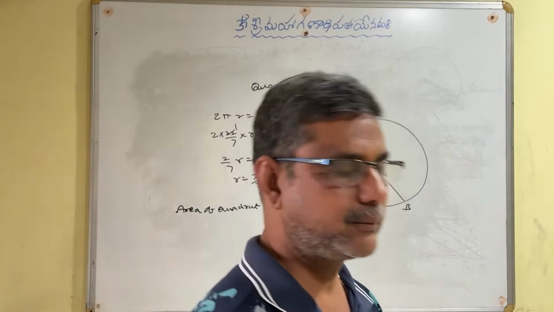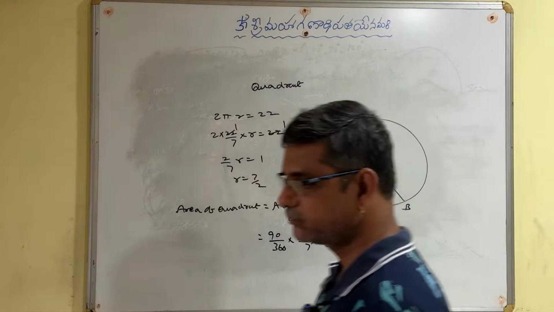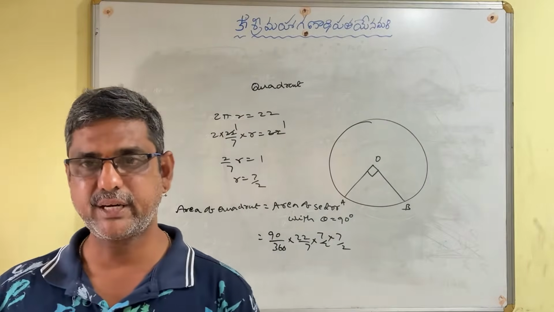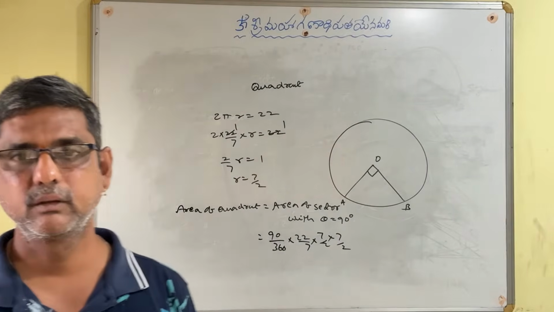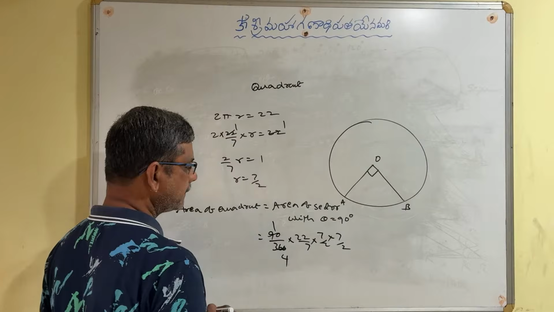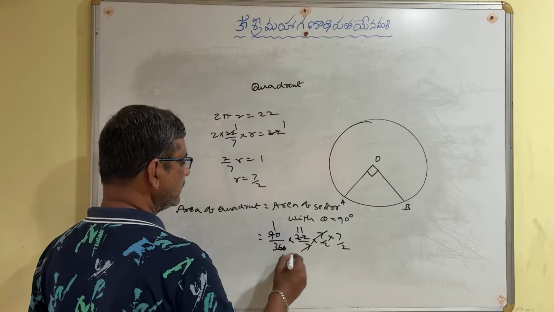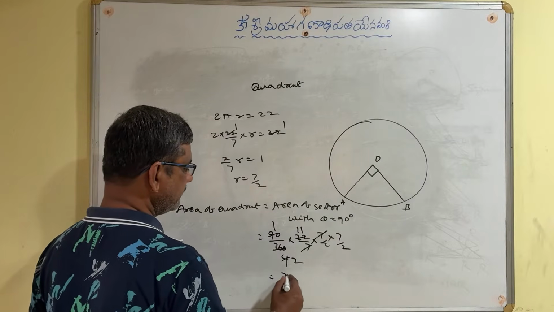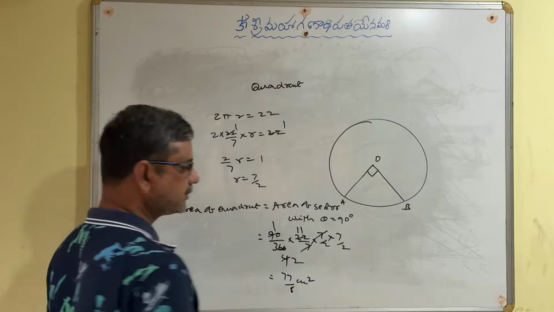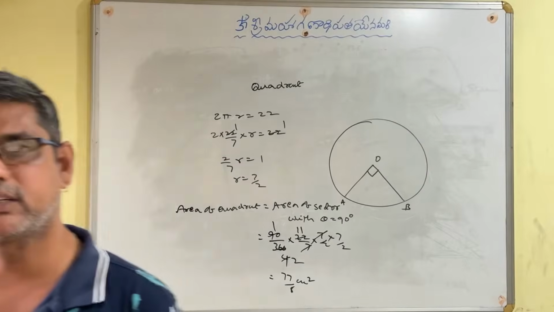Simplify and tell me the answer. How much is it? 7 cancelled, 2 elevens, 2 twos. Overall 77 by 8 centimeter square.